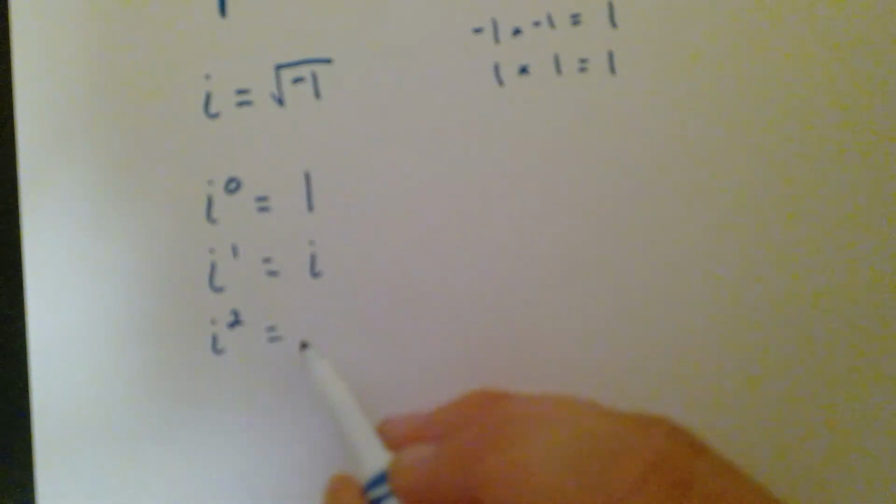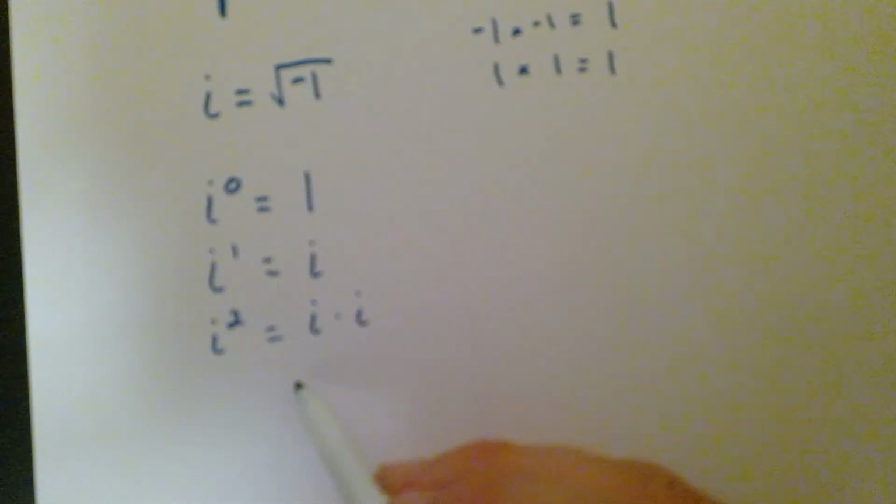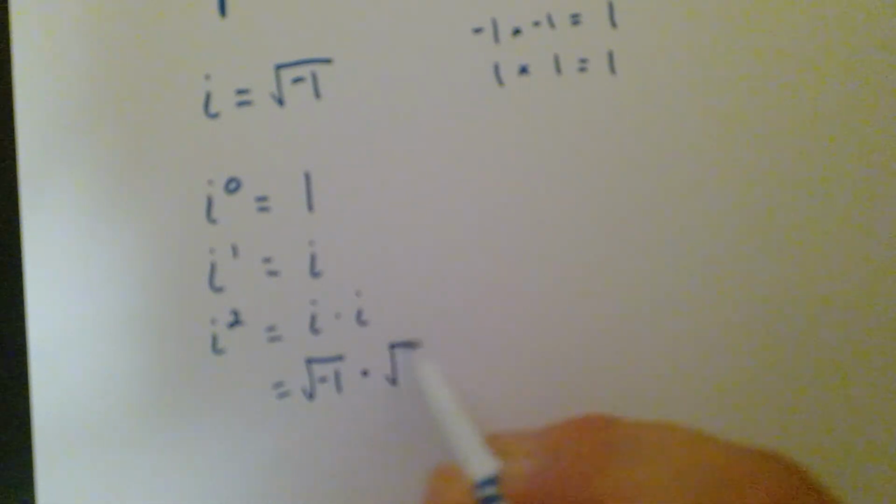okay, so that's i times i, we have the square root of -1 times the square root of -1, that's going to equal -1. The square root of -1 times the square root of -1 is going to give us -1. It's kind of a unique case. We don't necessarily think of that.